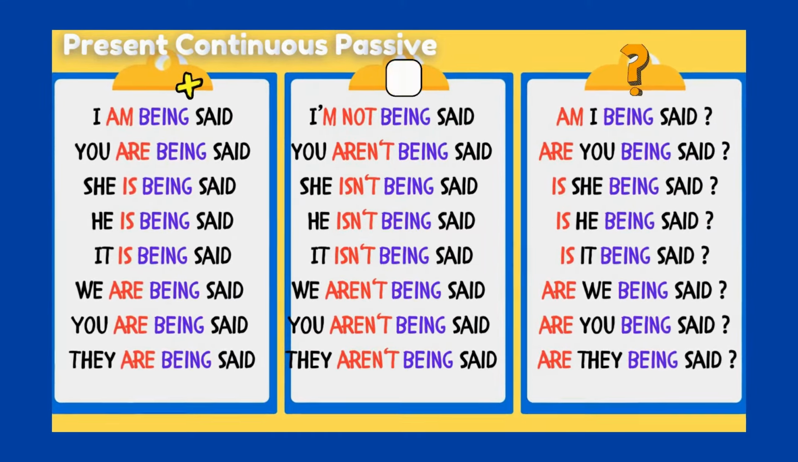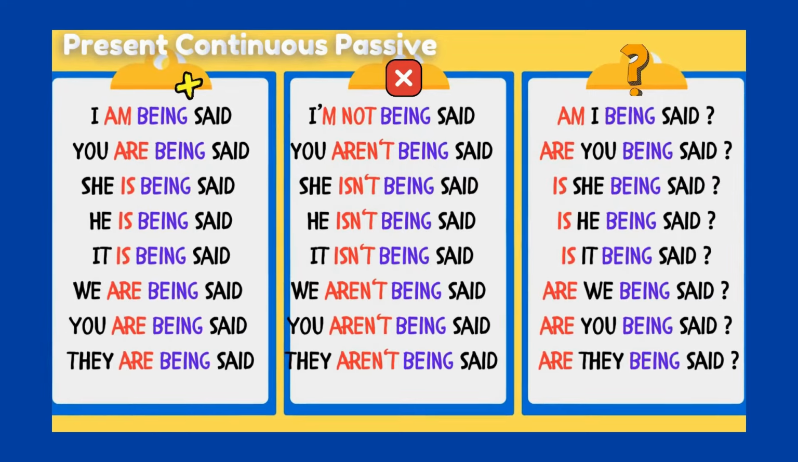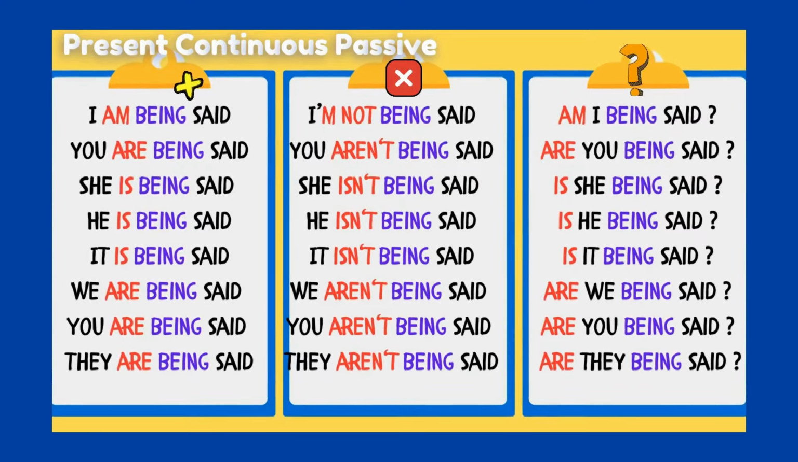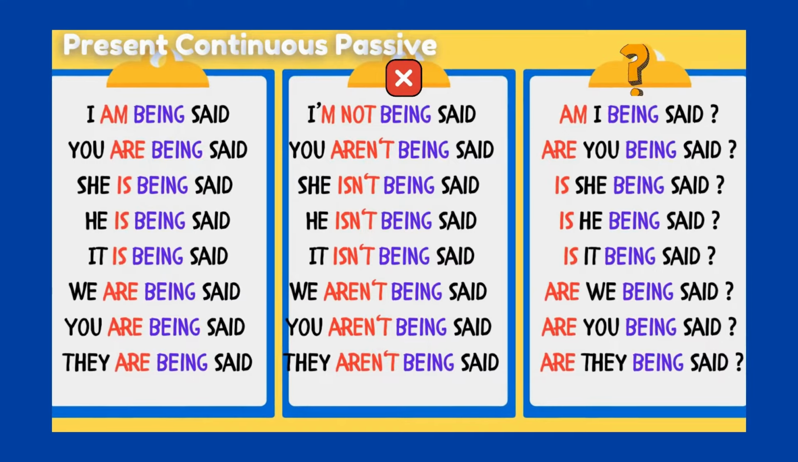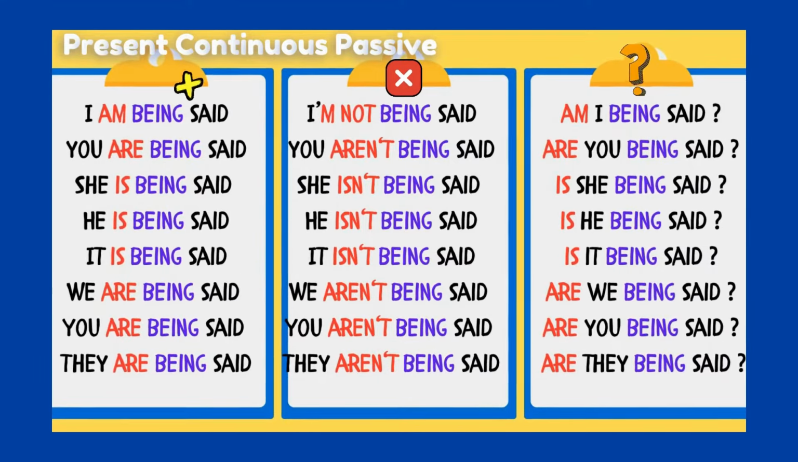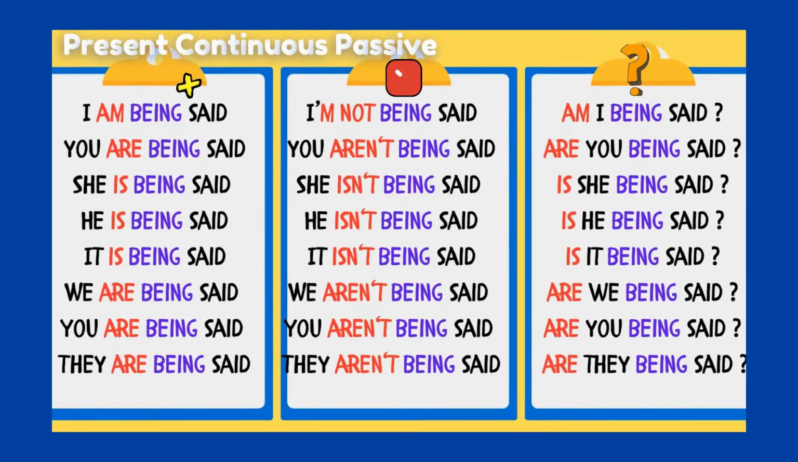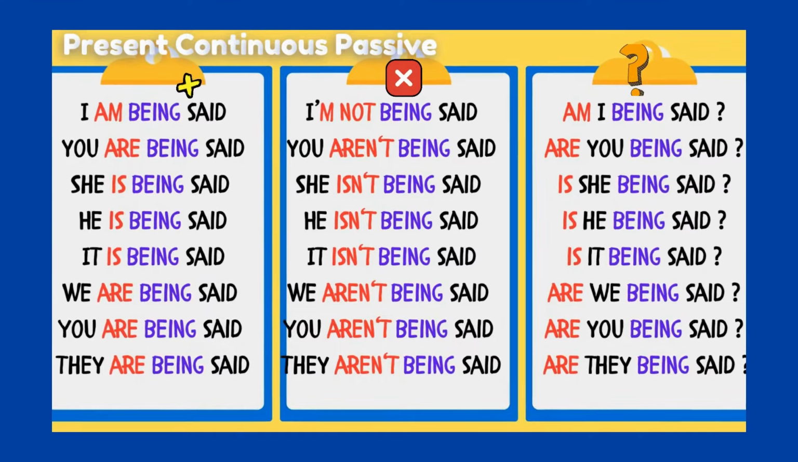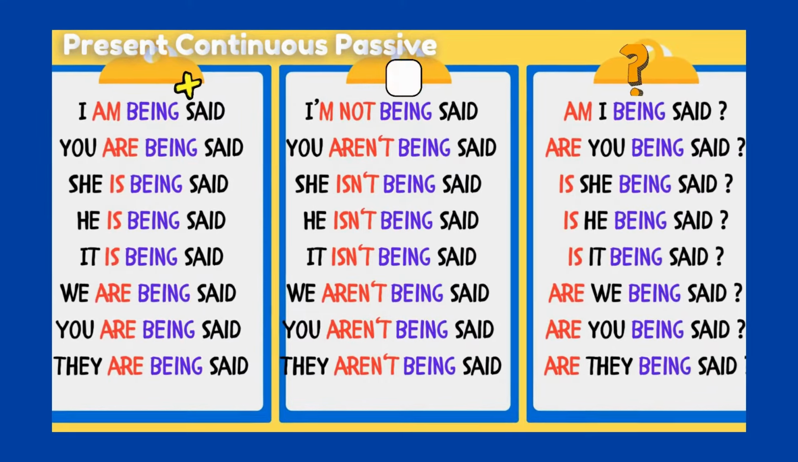Interrogative form or questions: am I being said? Are you being said? Is she being said? Is he being said? Is it being said? Are we being said? Are you being said? Are they being said?